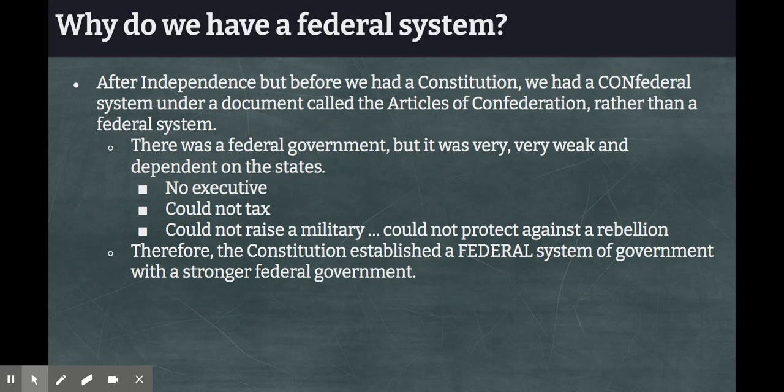All right, well, why do we have a federal system? So after independence, before we had a constitution, we had a system that's called a confederal system. And that was under a document called the Articles of Confederation, which I mentioned in class was like our first constitution before the actual constitution that we got. It was our rough draft. And what this did is it created a federal government, but the federal government was very, very, very weak and dependent on the states. So there wasn't an executive, there was no president. The federal government couldn't tax, it couldn't raise a military, which meant that it couldn't protect against a rebellion. Therefore, the framers decided that we needed to scrap this system and create a stronger federal system of government with a stronger federal government that had more authority over the states than under the Articles of Confederation.